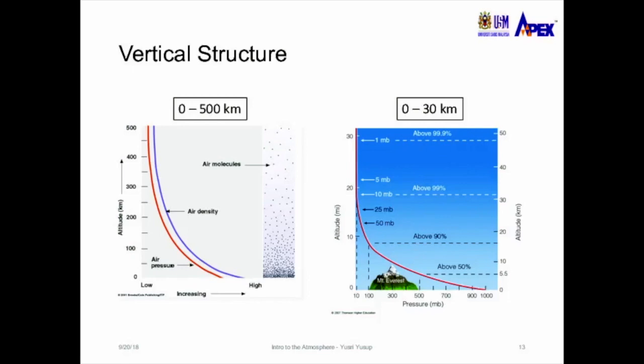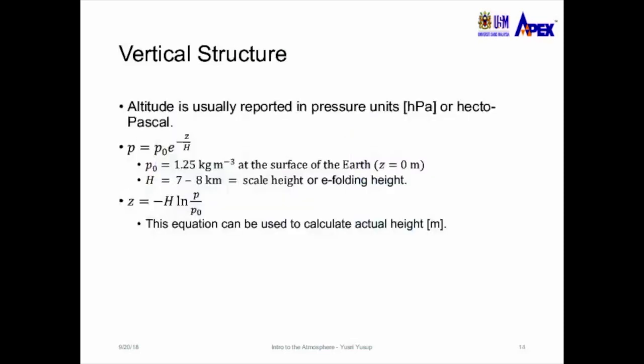And as it goes up, the pressure starts to decrease even more, so somewhere close to about 50 kilometers above the surface of the ground, the pressure is only 1 millibar. Now, altitude, or the height above the surface, is usually reported in the pressure units, Pascal or hectopascal, or millibar and bar, or ATM. So there's a number of units that they use.